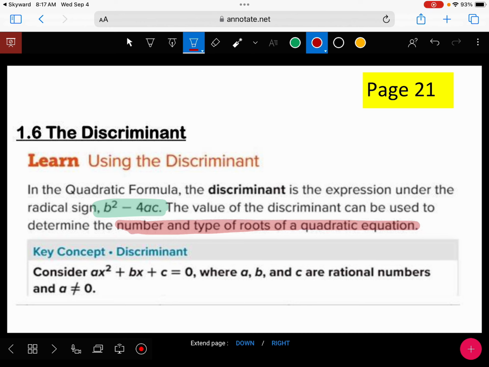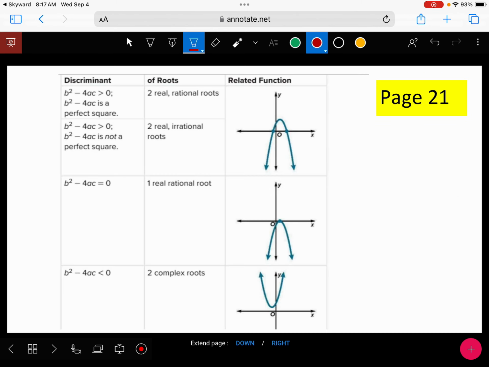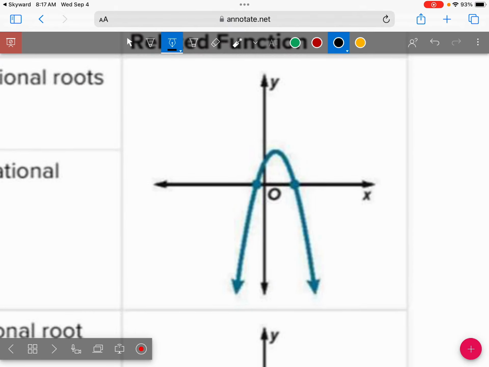Okay? So let's look at a couple of these diagrams. All right, still on page 21. This is kind of wordy. I don't really like this. But notice that we have a parabola. Show me with your fingers how many times. So this is the x-axis. How many times does that graph go through the red line? Show me with your fingers. Right. It goes through it twice.